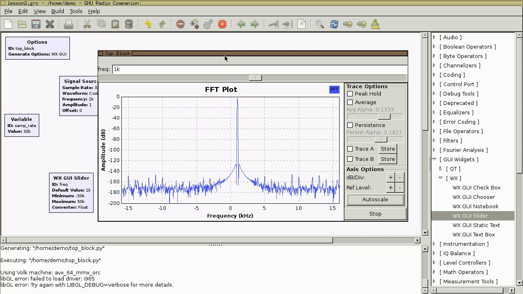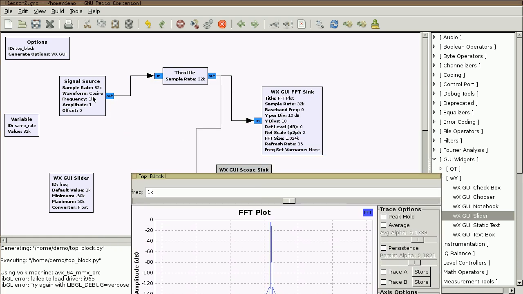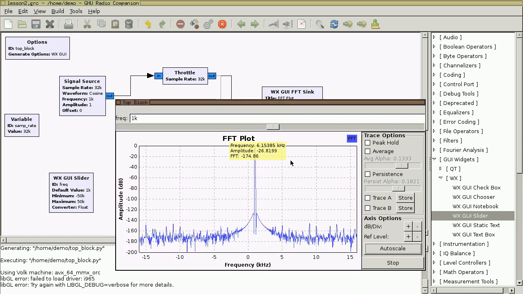However, think about this for a moment. We are synthesizing this signal in software. Is there any more pure way to produce a cosine wave than to synthesize it in software? And then we're just delaying those samples a little bit, or throttling them to a real-time rate, and then delivering them to the FFT sink, which analyzes those pure synthesized samples, and it tells us that there's a bunch of extra frequency components in addition to the one we were expecting.